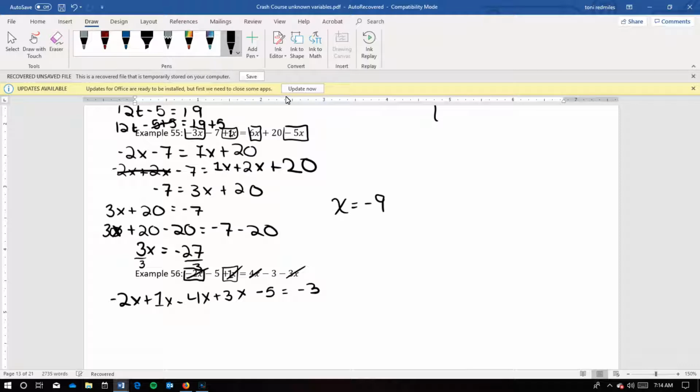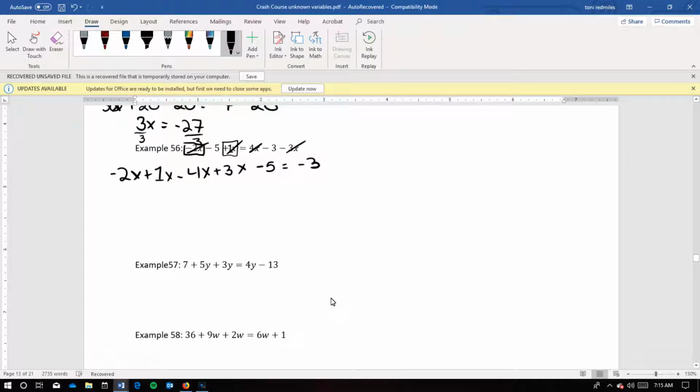And that's the point, is to practice doing the step the proper way and then to find shortcuts, because these equations get harder. And we don't want to take 2 sheets of paper to work out an equation. All right, so negative 2x plus 1x is a negative 1x.